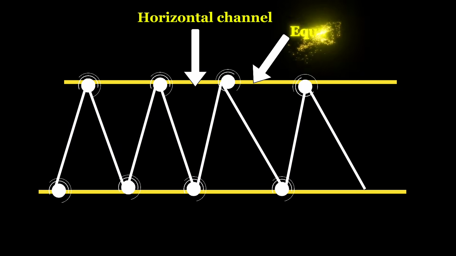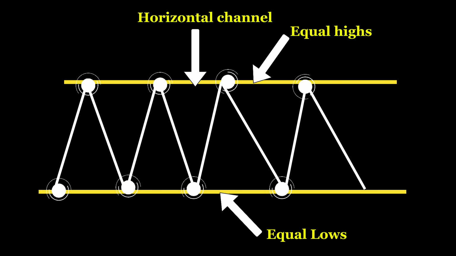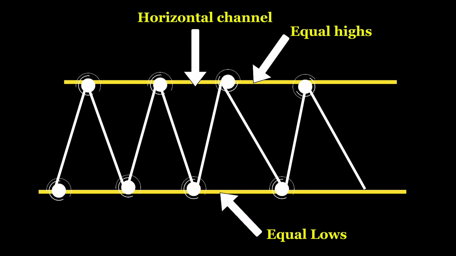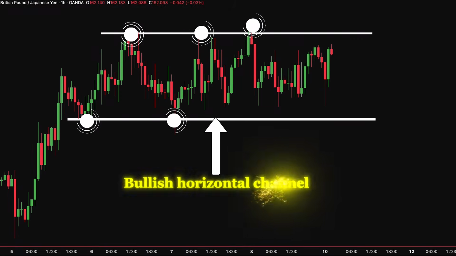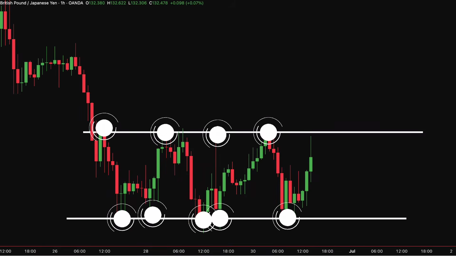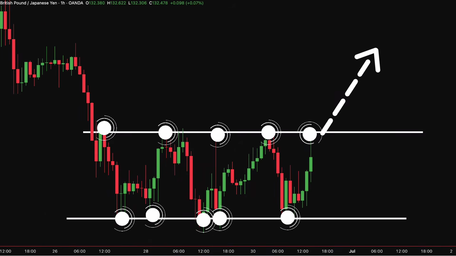The top side is created by equal highs, allowing for a clear horizontal resistance line. The bottom side is formed by equal lows, which defines horizontal support. The range is flat, and both lines are parallel across the chart. This setup also develops in both trends. A bullish horizontal channel forms during an uptrend and usually breaks to the upside. A bearish version appears during a downtrend and often breaks to the downside, continuing the larger move.